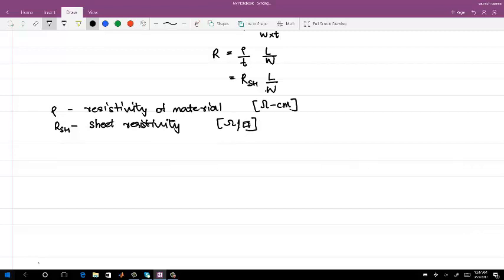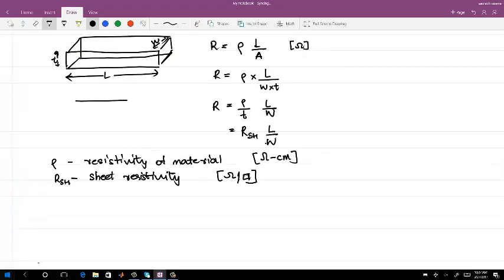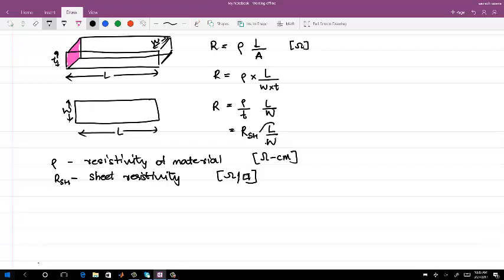Okay, we'll see what the square is. Rho by T is only commenting about this dimension and the resistivity of the material. Whereas, given you have the length of the resistor L and width W, the definition includes L over W, which is actually how many squares you can count in this manner.